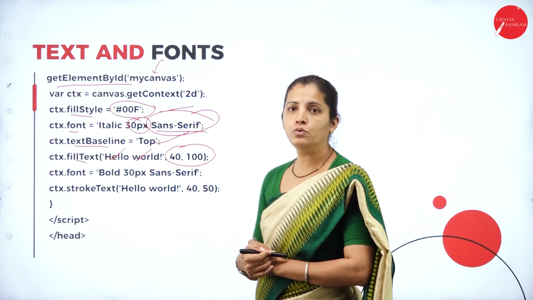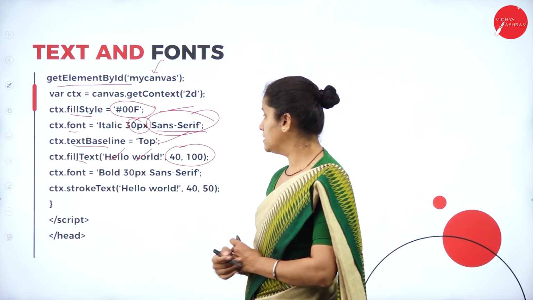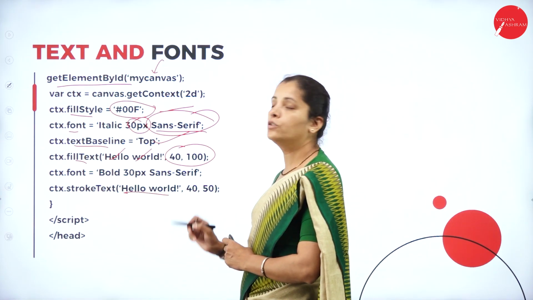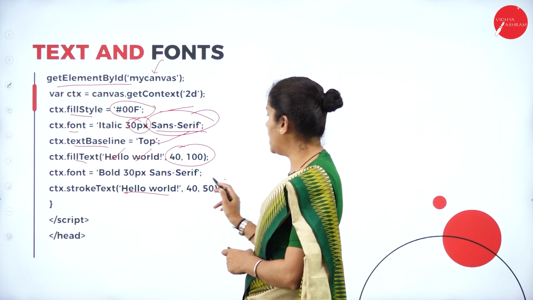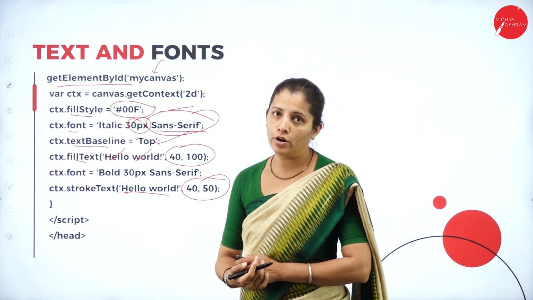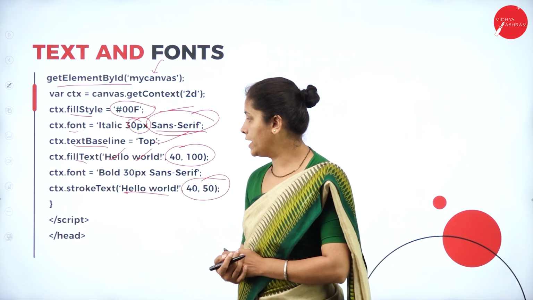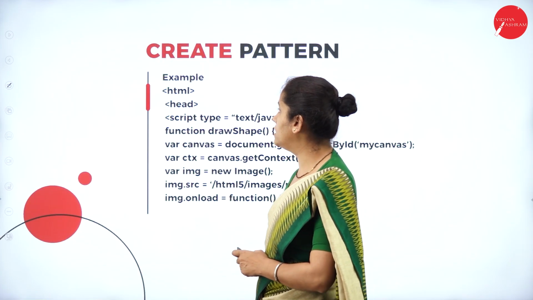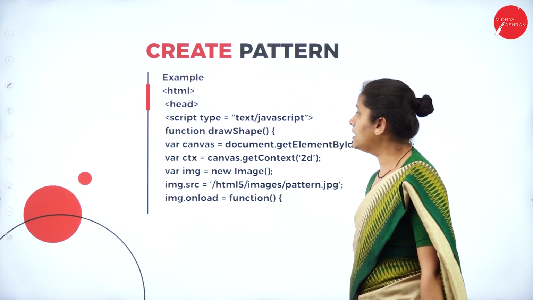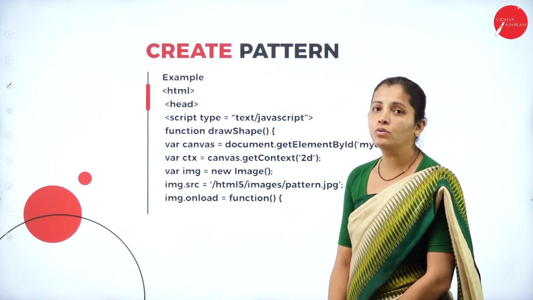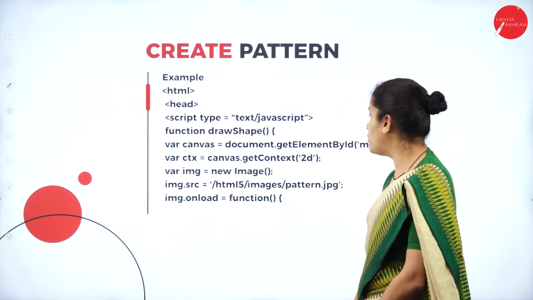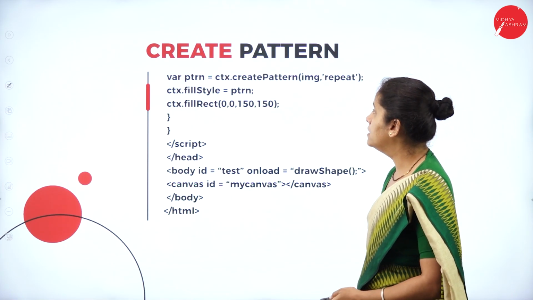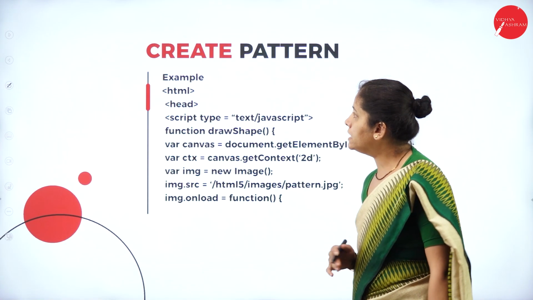Suppose I want to use strokeText, then you have to pass the text, along with the x coordinate as well as the y coordinate. Then I'm going to close the script, then close the head tag. Fine. Now suppose I want to create a pattern, how is it possible to create a pattern? See here, what is a pattern?